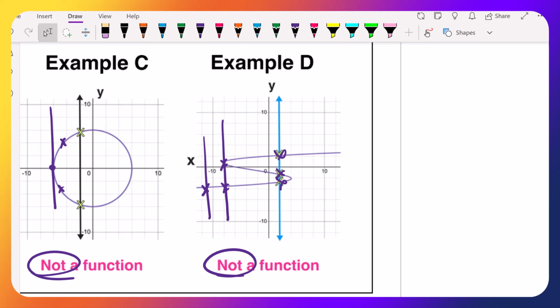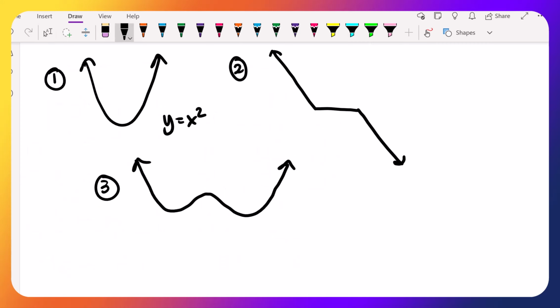that's where you're going to start getting non-functions. Okay, so just really quickly, I want you to pause the video and I want you to write down whether or not graph number 1, 2, and 3, do they pass the vertical line test? Yes or no? And then when you have all your answers down, unpause it and let's see if you get it right.